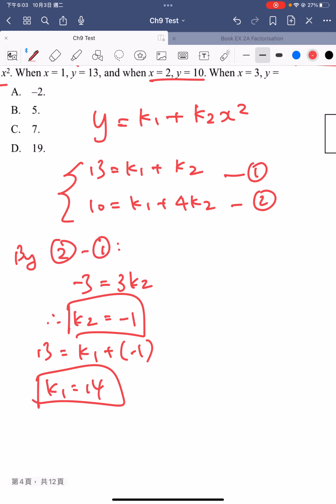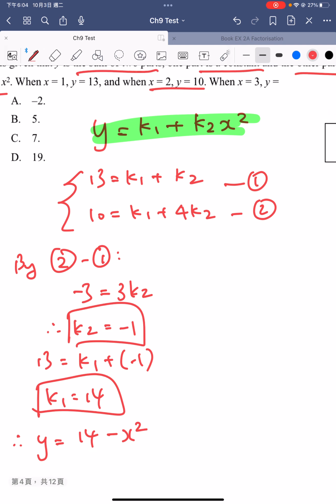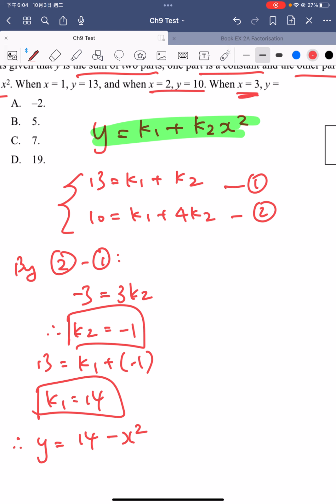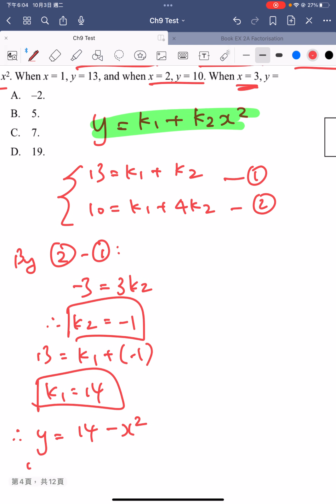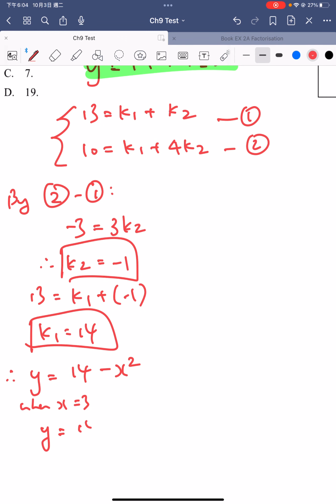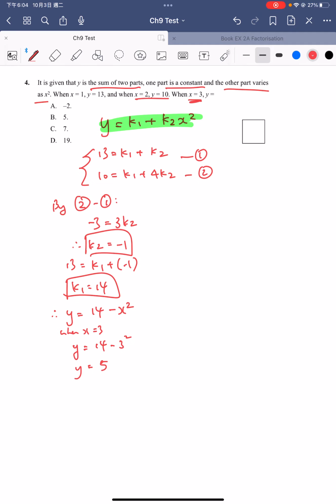We substitute it back into our initial formula to get y is equal to k1, which is 14, and k2 is negative 1, so we have negative x squared. So that's the relationship between x and y. And now we have x is equal to 3. So when x is equal to 3, we have y is equal to 14 minus 3 squared, which gives you the y value of 5. So the answer will be B.